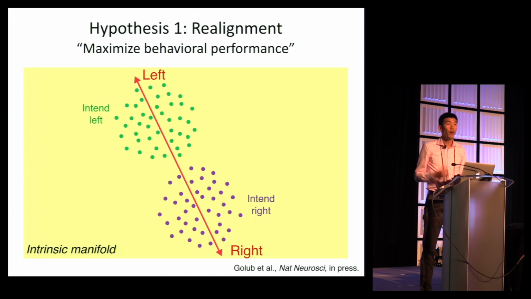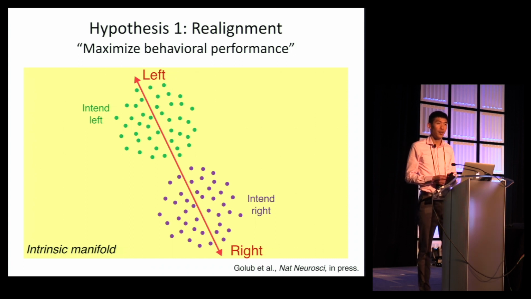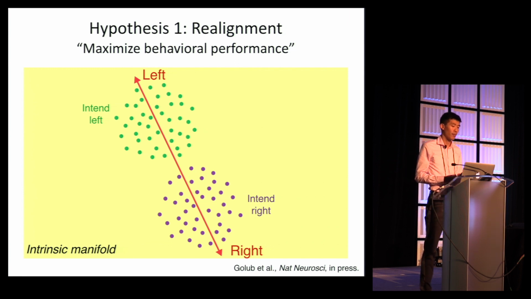Our first hypothesis is called realignment. Realignment seeks to maximize behavioral performance. So what you see in this picture here is that the clouds of activity move in a way such that now, whenever the animal is intending to move the cursor left, neural activity is up here in the right place. And when the animal intends to move right, neural activity is down here. This would control the cursor really well under this perturbed mapping.